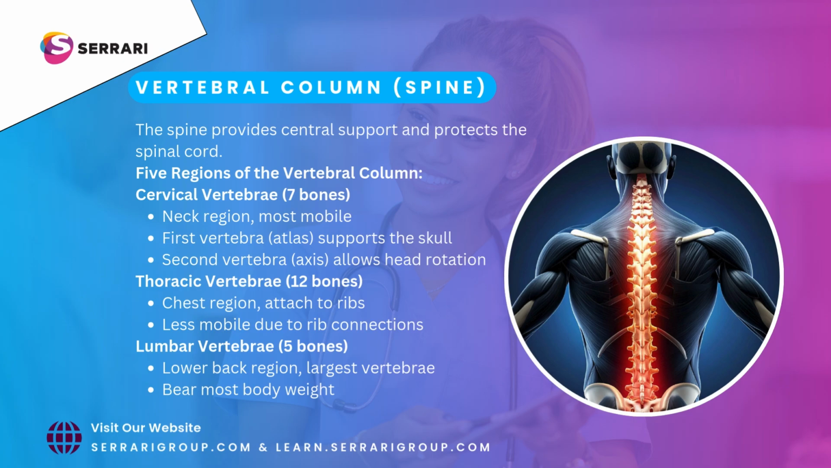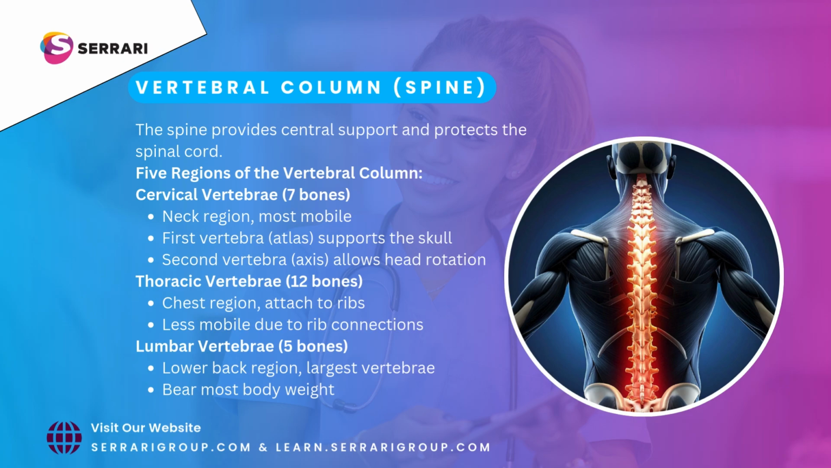First vertebra, atlas, supports the skull. Second vertebra, axis, allows head rotation. Thoracic vertebrae, 12 bones. Chest region, attached to ribs. Less mobile due to rib connections.